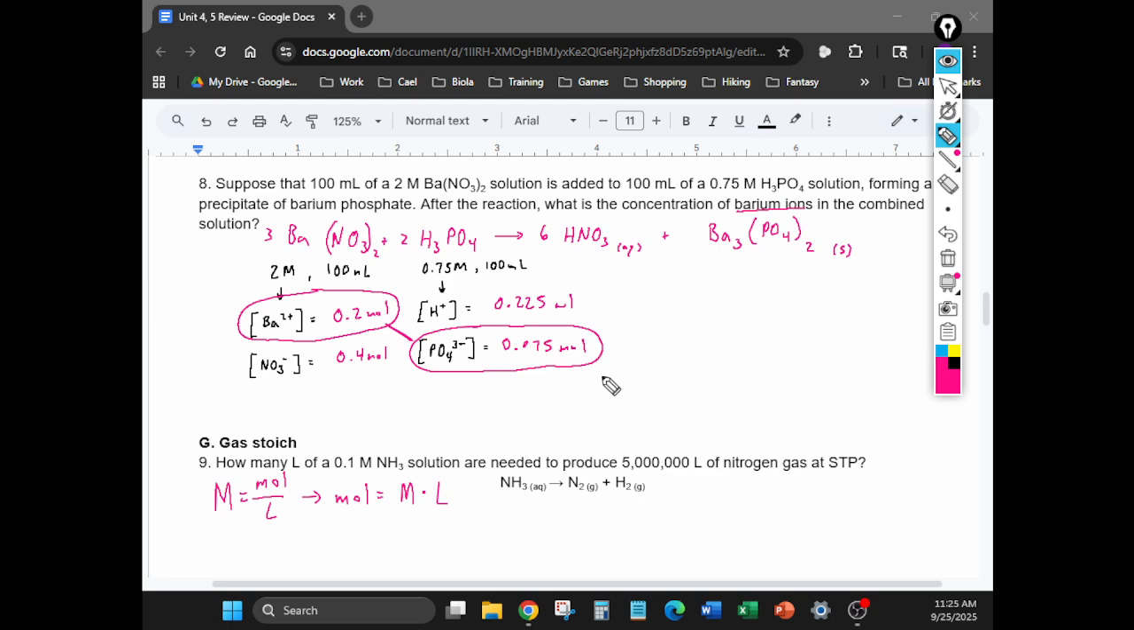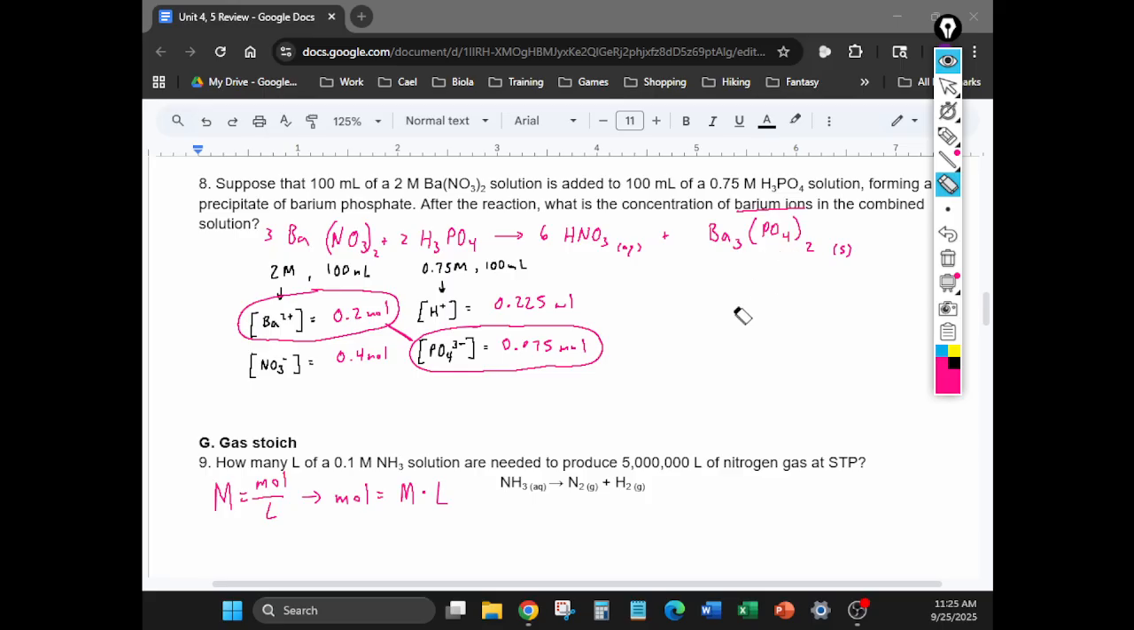All right, so what we want to do now is we're trying to figure out how much barium is going to be left over at the very end of this problem. Okay, now we got 0.2 moles of barium and we have 0.075 moles of phosphate. And so if we take a look at this reaction right here, we have a ratio, right? We have a ratio of 3:2. So every time we are making a barium nitrate, we are using 3 barium ions and we are using 2 phosphate ions. You guys see that?